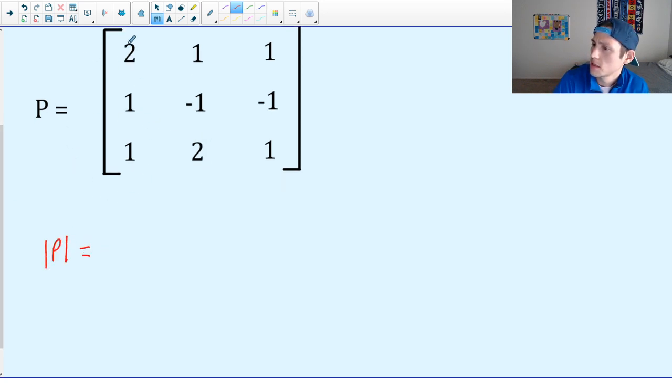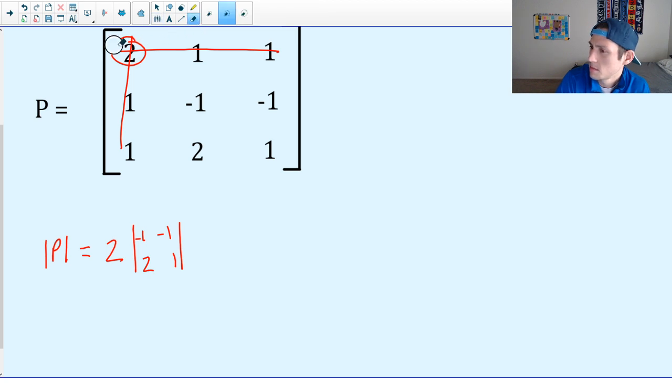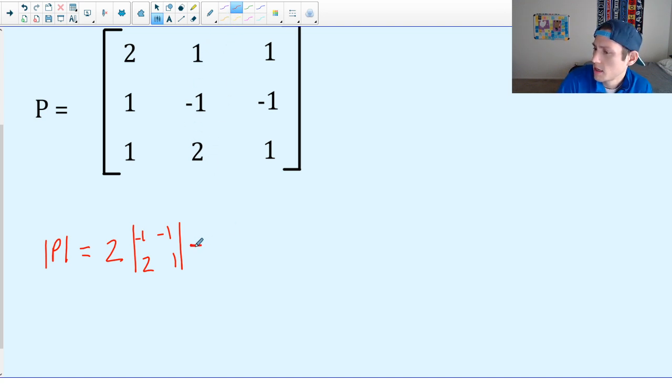All right, so first we look at this top corner. And then we imagine if we crossed out this row, crossed out this column, then these four numbers, so -1, -1, 2, 1. And then now there's a minus sign, that's just part of the formula, is that the next is minus.